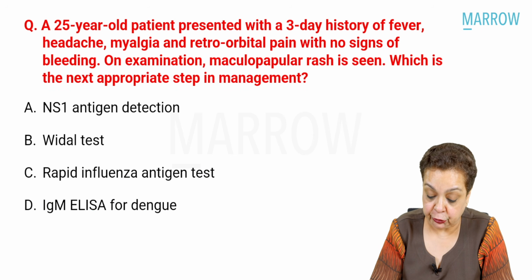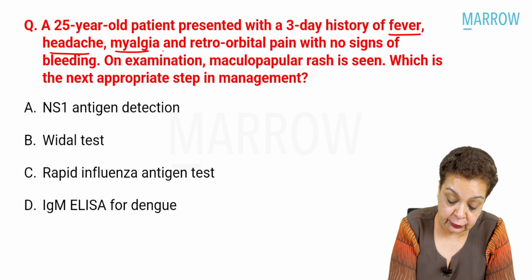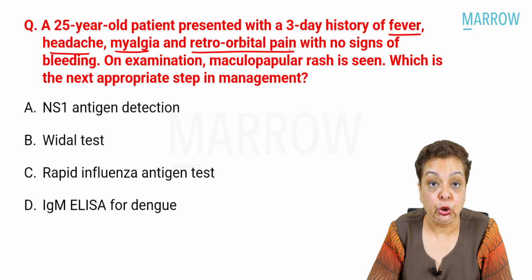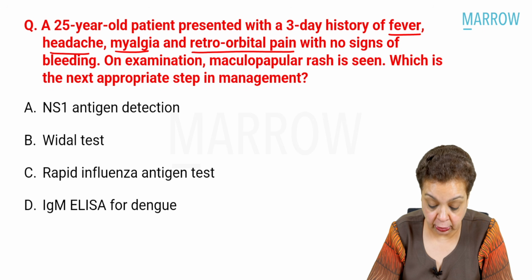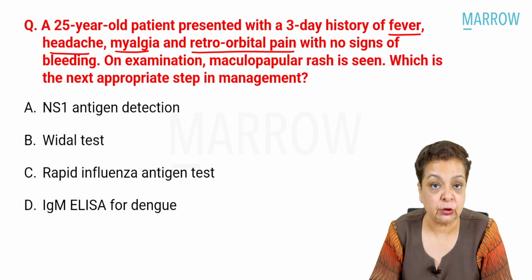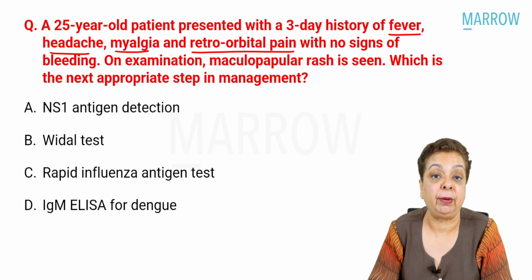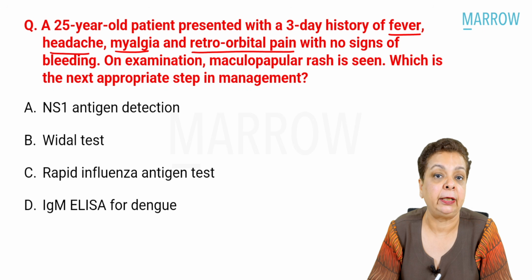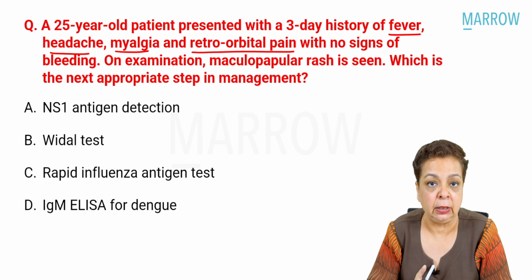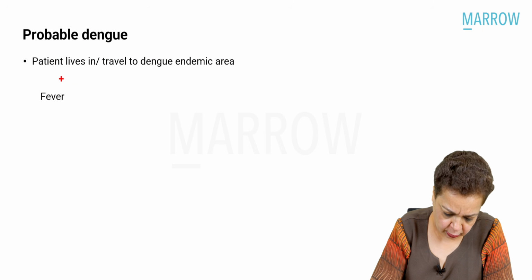A 25-year-old patient presented with a 3-day history of fever, headache, myalgias, and retroorbital pain with no signs of bleeding. On examination, a maculopapular rash is seen. Which is the next appropriate step in management of this patient? Okay, this question and the next two questions were regarding dengue. And for them, we need to remember the WHO guidelines for diagnosis of dengue, severe dengue, and also regarding the actual diagnosis in the laboratory. Okay, so before we read the options, let's do these guidelines.